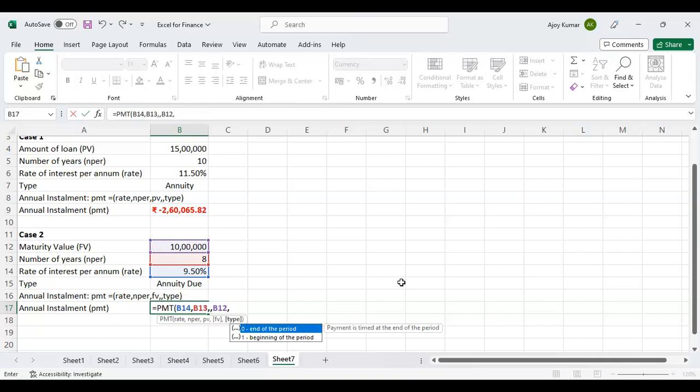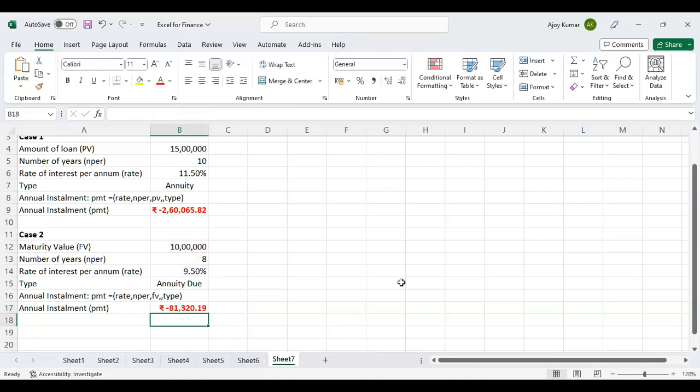Now it is asking me for the type. Here, my first cash flow occurs today. Therefore, the annuity or uniform cash flows are occurring at the beginning of the period. So I'll put 1 here, bracket close, enter. So if I want to withdraw 10 lakh rupees as maturity value from a deposit at the end of 8 years, which offers 9.5% interest per annum, every year I should be investing rupees 81,320.19. So this is how we calculate the annual installments using the valuation of annuity formula in Excel.